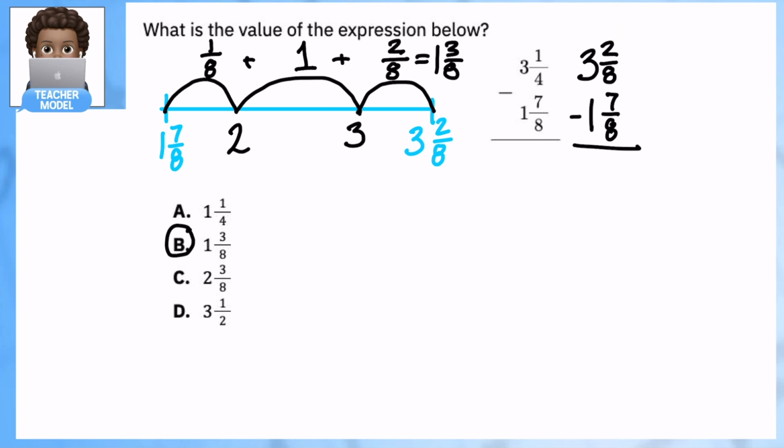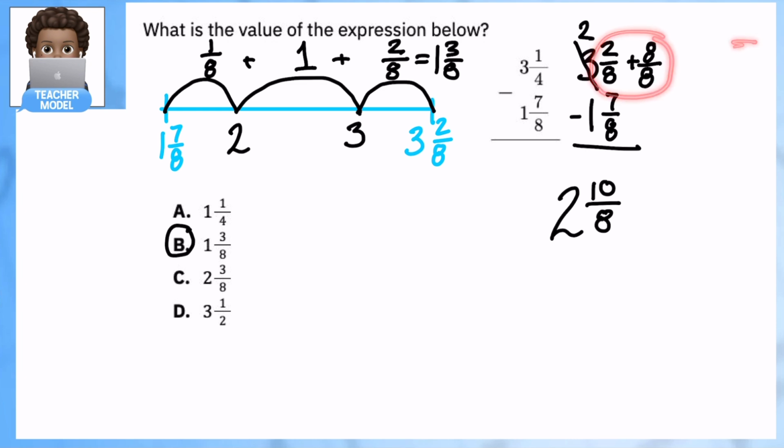So when I do not have enough, I'm going to take 1 from here and add it as a fraction. So 8 over 8. Why? Because I want all my denominators the same. Now I can rewrite it. Let's give myself some more room. So now I have 2 and 10 eighths, because that's all this right here.